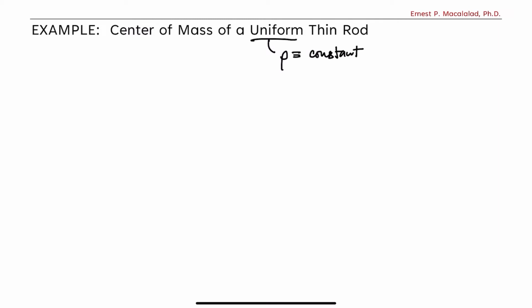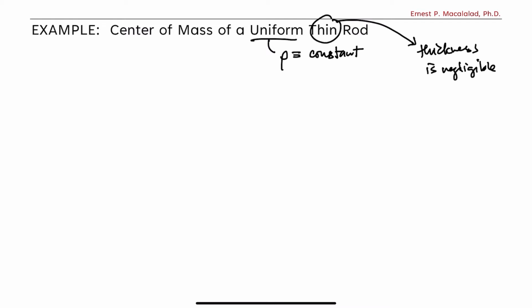Okay, so let's try to illustrate this problem. So, when you have a thin rod, this means that the thickness and the width is negligible. So what does it mean? It means that we're only focused on the mass distribution along the length of your thin rod.